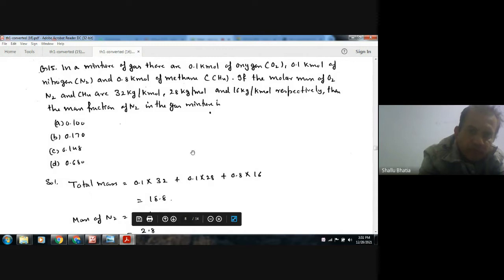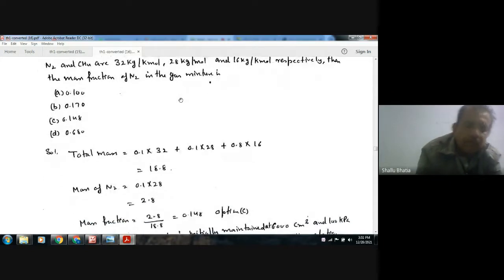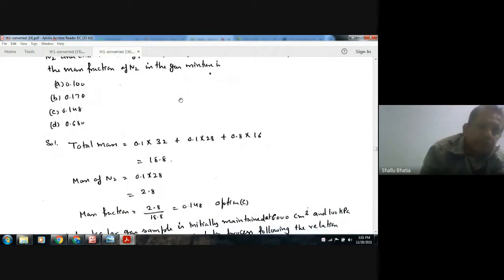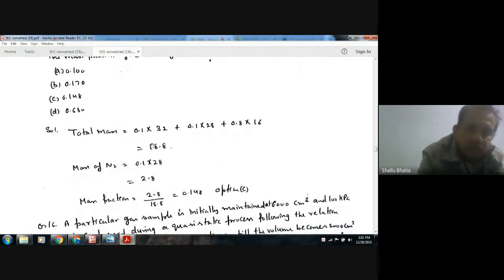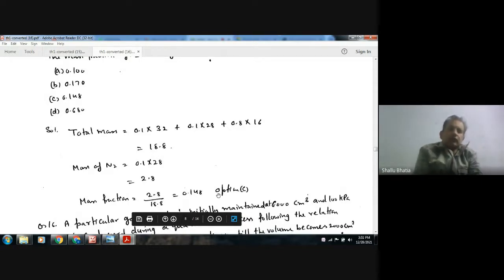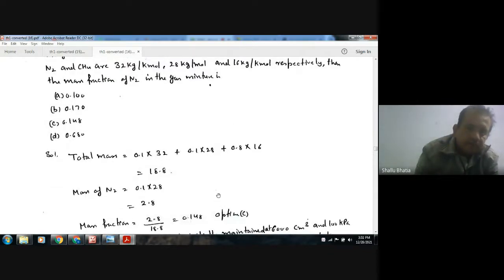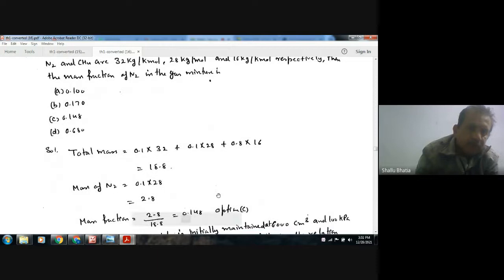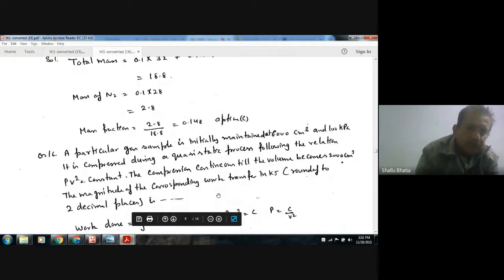Now we have to calculate the mass fraction of N2. The mass of N2 is the number of moles of N2 times the molecular weight, 0.1 into 28. This is the mass of N2 and this is the total mass. So the mass fraction is 2.8 divided by 18.8, which is 0.148. So option C is the right answer.